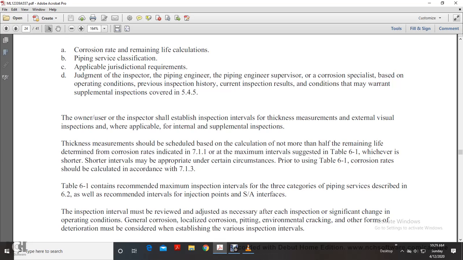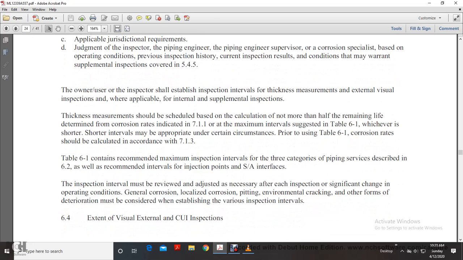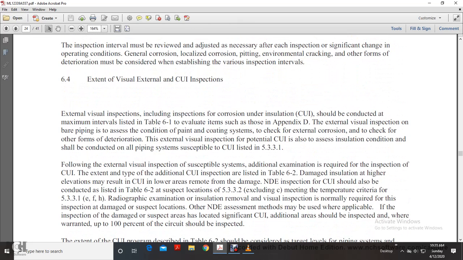Shorter intervals may be appropriate under certain circumstances. Prior to Table 6.1, corrosion rate should be calculated in accordance with 7.1.3. Table 6.1 contains the recommended maximum inspection intervals for the three categories of piping service described in 6.2, as well as recommended intervals for injection points and soil-to-air interfaces. The inspection interval must be reviewed and adjusted as necessary after each inspection. Significant changes in operating conditions, general corrosion, localized corrosion, pitting, environmental cracking, and other forms of deterioration must be considered when establishing inspection intervals.